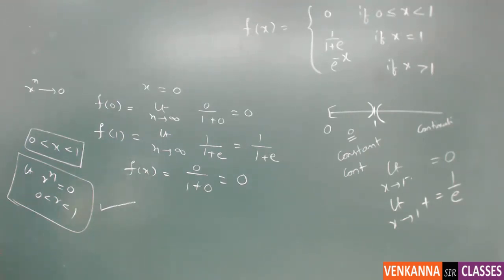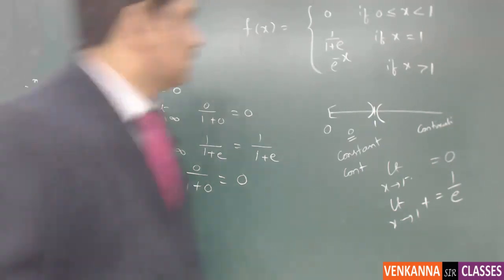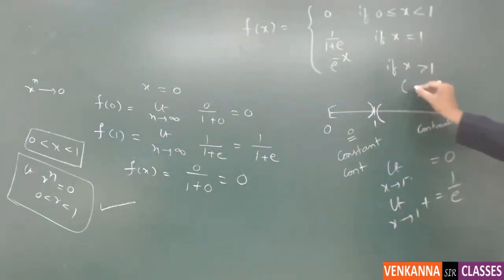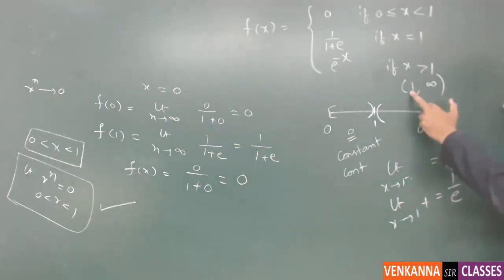So this is the conclusion. From closed interval 0 to open 1 and excluding 1, the function is a constant function, so it is continuous. For every real number greater than 1 onwards, the function is e power minus x, which is a continuously differentiable function, so it is continuous. So we can say x greater than 1 means you are checking at every point, so we write like this. On this interval greater than 1, less than infinity, the function is continuous.